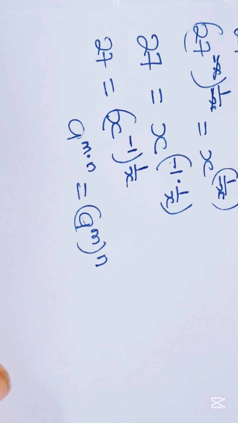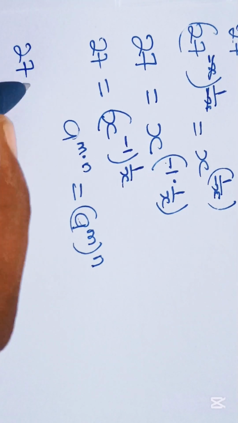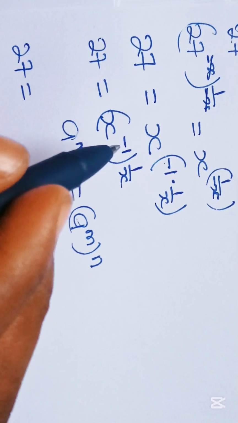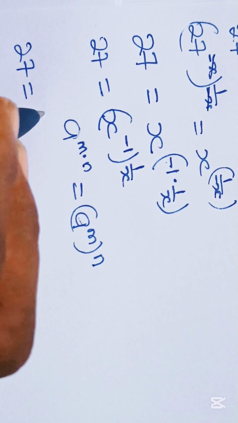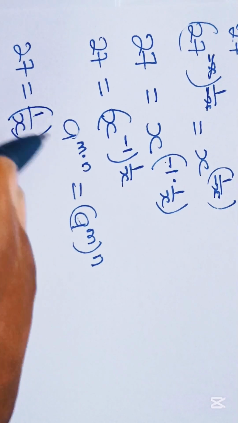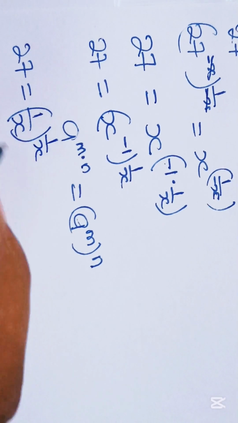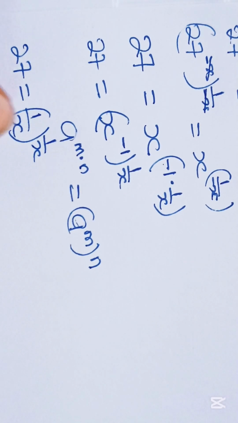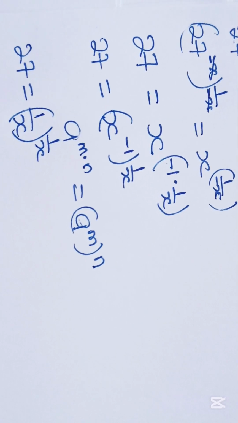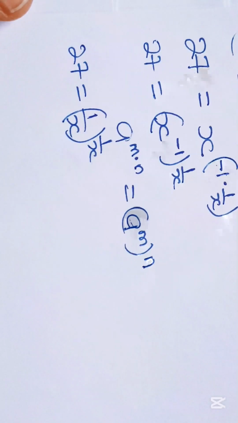So we have 27 is equal to x to the power of minus 1, which is 1 over x. So we have 1 over x raised to the power of 1 over x. Exactly what we are looking for. We need the same thing here and here, since we can express this as 3 to the power of 3.